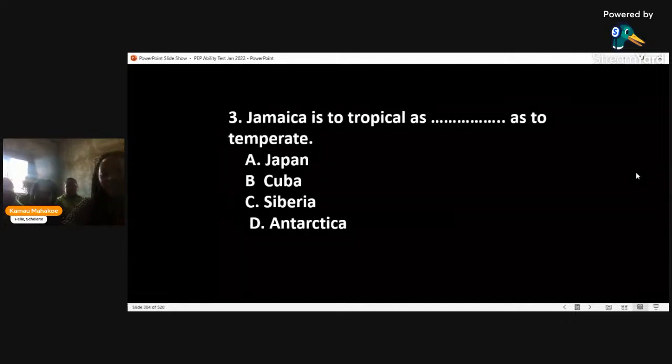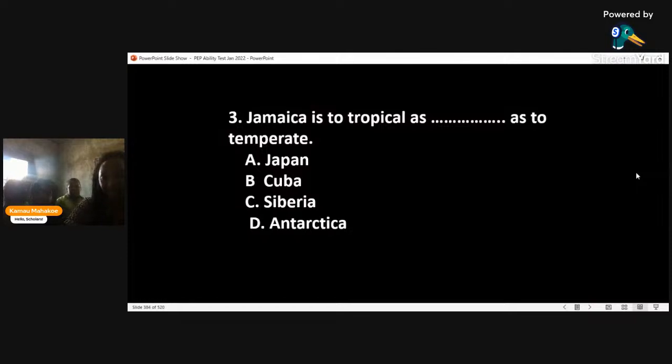Jamaica is to tropical as dash is to temperate. Antarctica is polar, right? So what's the temperate? Japan. Siberia is north polar. Antarctica is south polar, right? Cuba, we know, is tropical. So Japan is temperate.